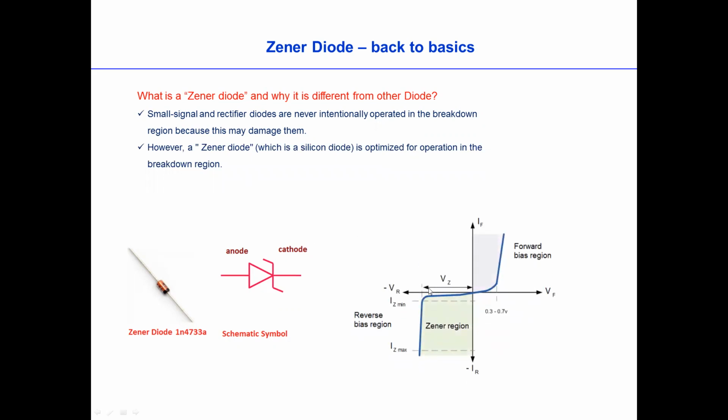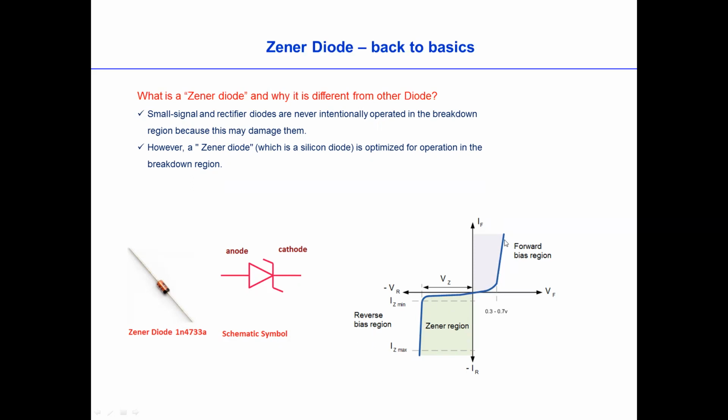Well, this is just an XY graph, or IV curve. The horizontal axis is the forward voltage and reverse voltage, positive and negative. The vertical axis is the forward current and reverse current. So this part of the curve is the forward bias region, and this is the reverse bias region.